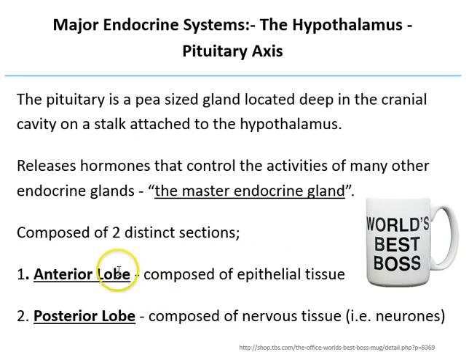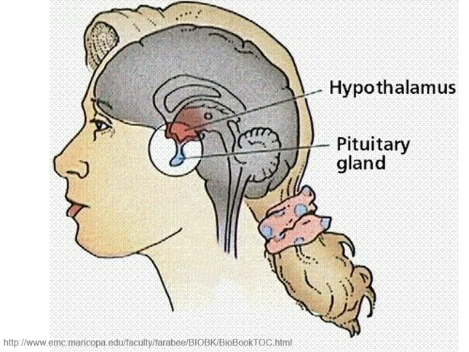There is a front or anterior lobe, and this is based on epithelial tissue. Then there's a posterior lobe, that is based on nervous tissue, and it's essentially an extension of the hypothalamus. This shows the location of the hypothalamus and the pituitary. The hypothalamus is part of the brain, and we've looked at that previously. The pituitary gland sits here, directly attached to the hypothalamus by a stalk.